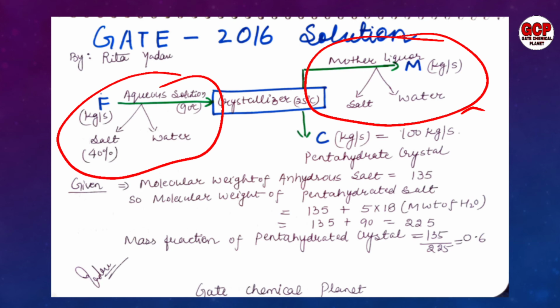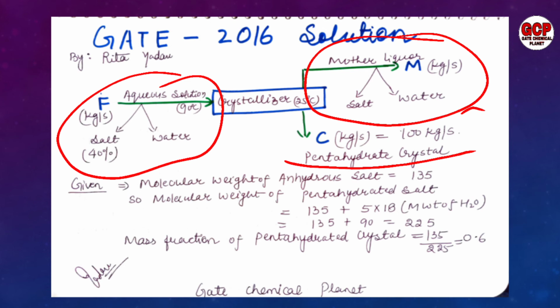And the pentahydrated crystals separated out amount to C. The C value is already given in the question: C equals 100 kilograms per second. So the pentahydrated crystal is separated out here. The molecular weight of the pentahydrated crystals is not given.